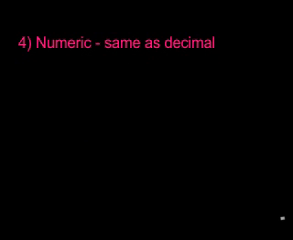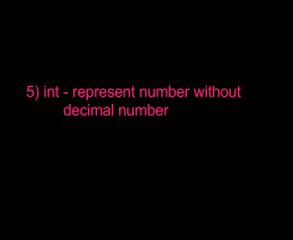The next data type is the numeric data type. It is the same as the decimal data type. One difference is that in the decimal data type the precision is a fixed number of digits, but in the numeric data type it is not like that. If in decimal we give 5, we can give only 5 digits, but here it is not so.